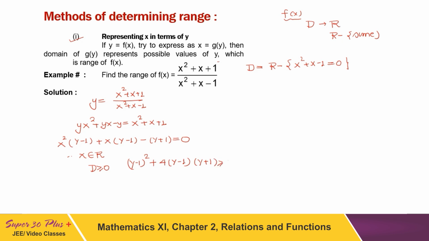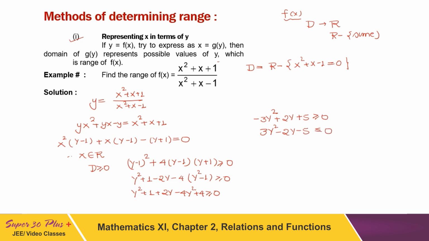This will be greater than or equal to 0. Now solve it. (y minus 1) squared means y squared plus 1 minus 2y, minus 4 times (y squared minus 1), greater than or equal to 0. It will be y squared plus 1 plus 2y minus 4y squared plus 4 greater than or equal to 0. Simplify it. It is minus 3y squared plus 2y plus 5, which should be greater than or equal to 0. Now it will be 3y squared minus 2y minus 5 less than or equal to 0.